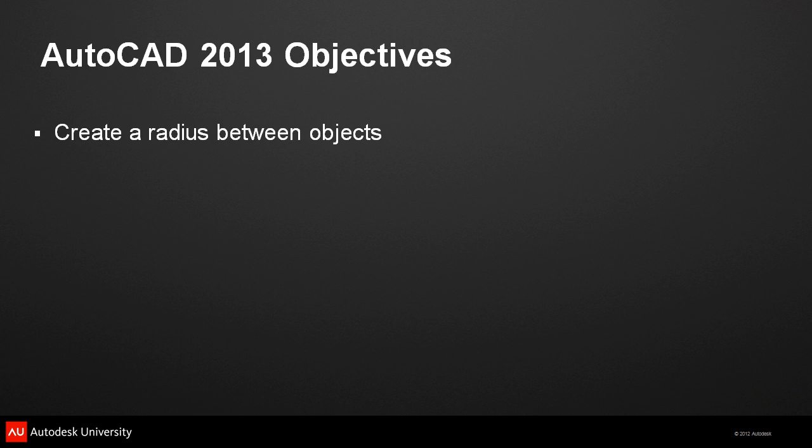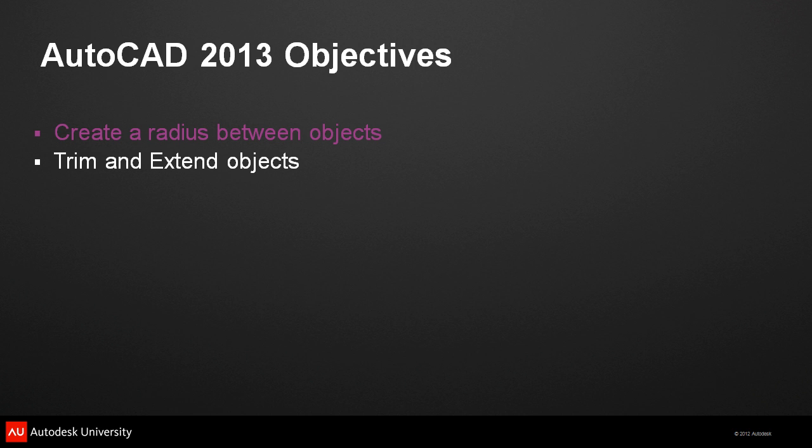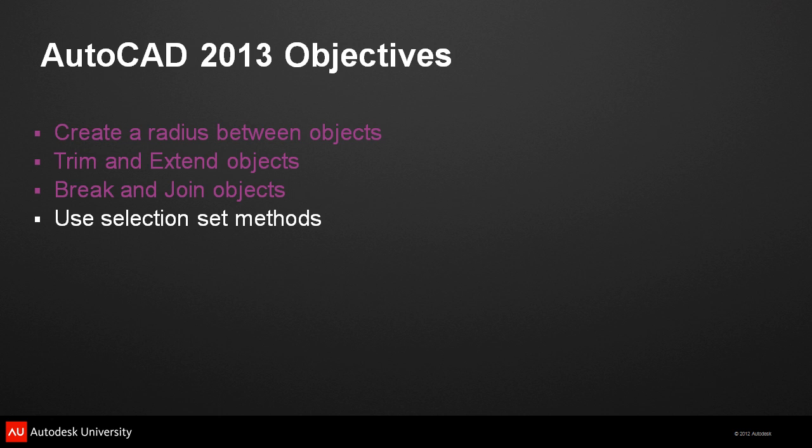We want to create a radius between objects using the fillet command. We're going to trim and extend objects. We're going to break and join objects. And then we're going to use selection set methods. So let's take a look.